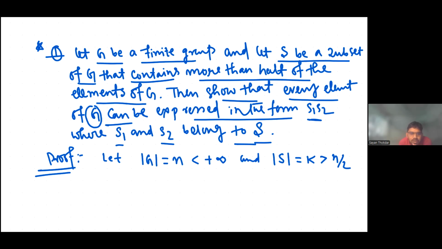Suppose S has k elements. Let me define S as the set with elements s1, s2, up to sk. And what I have to show is that whatever element I take from the group should be written as some product. So I will construct another set with the help of this given set S.